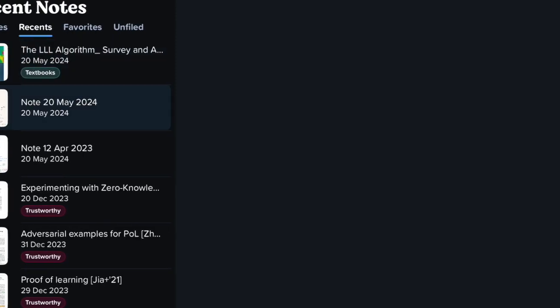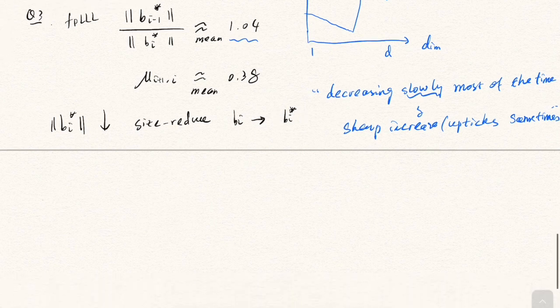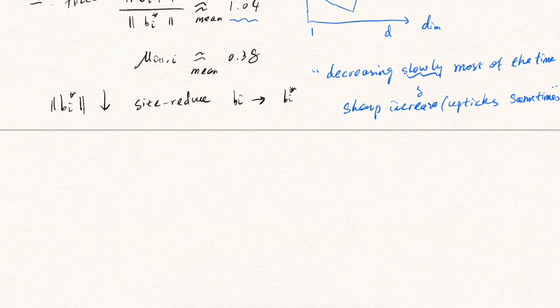Now an interesting question, I guess, is: if the B i are slowly decreasing a lot of the time, and we know that the size reduce is bringing B i close to b i star, then how do we know that B1 is the shortest?